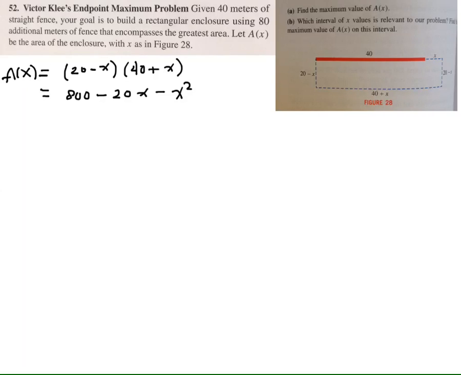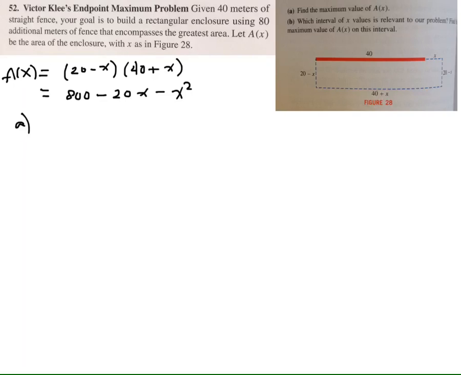And if you look at the figure, they've already taken into account that the blue dotted line should have length 80 meters. x plus 20 minus x is 20, plus 40 minus x is 60, plus x plus 20 minus x, that's 80. So that all works out. We don't need to take that into account. They already did it for us in the picture. Okay, so part A just says, let's maximize this value of A of x.